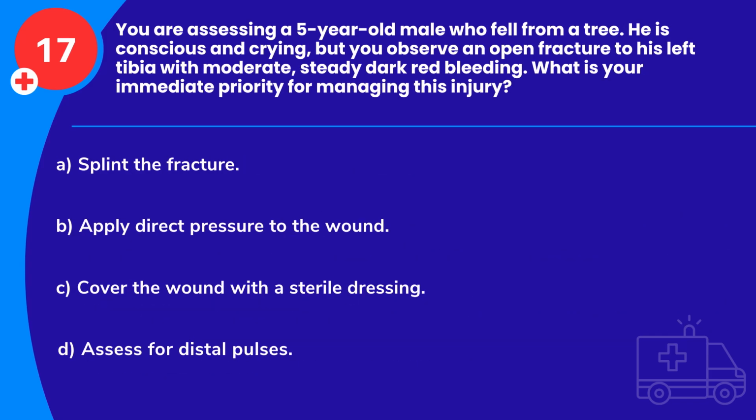Question 17. You are assessing a 5-year-old male who fell from a tree. He is conscious and crying, but you observe an open fracture to his left tibia with moderate, steady dark red bleeding. What is your immediate priority for managing this injury? A. Splint the fracture. B. Apply direct pressure to the wound. C. Cover the wound with a sterile dressing. D. Assess for distal pulses.